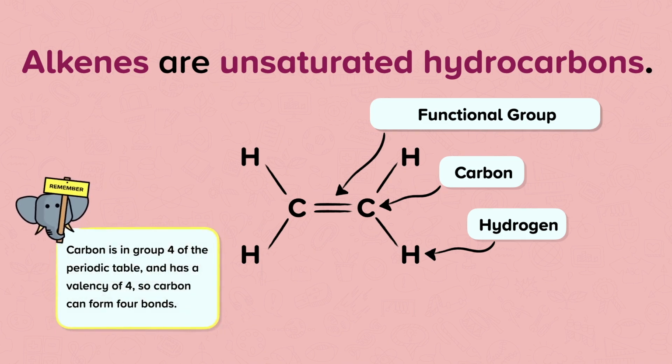Remember, carbon is in group 4 of the periodic table and has a valency of 4, so carbon can form 4 bonds. As a carbon-carbon bond in alkenes is a double bond, there are only 2 bonds left on the carbon atom to bond to other atoms. Single covalent bonds form between carbon and hydrogen atoms.